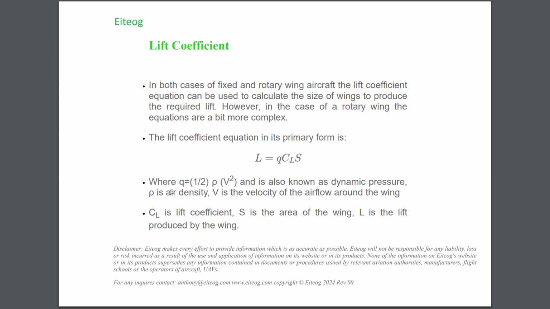So it's just defining those. CL is lift coefficient, S is wing area, q is the dynamic pressure, and L is the lifting force, and the dynamic pressure is then half rho V squared.